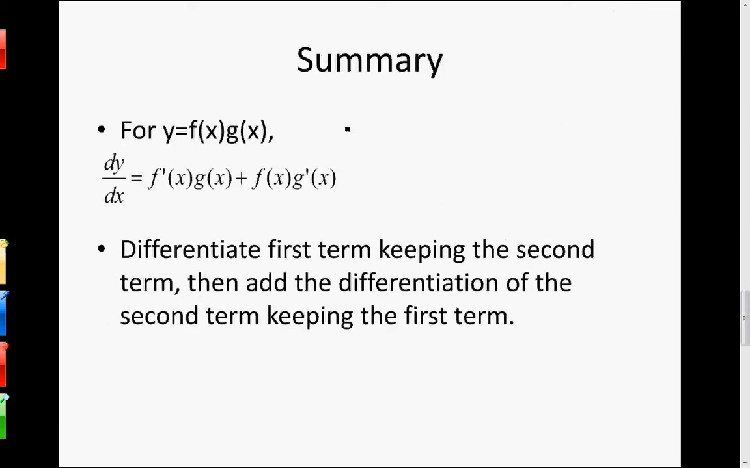So in summary, for a function y equals f of x times g of x, the derivative by product rule is just differentiating f, keeping g, and then adding differentiating g times keeping f. In words, it will be just differentiating the first term and keeping the second term, and then we add another part, which is the differentiation of the second term and keeping the first term.